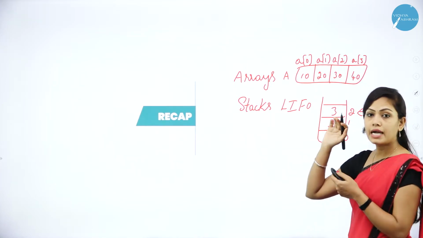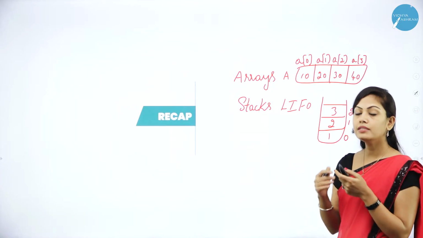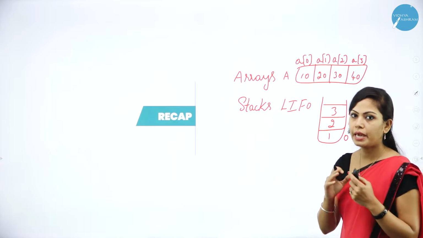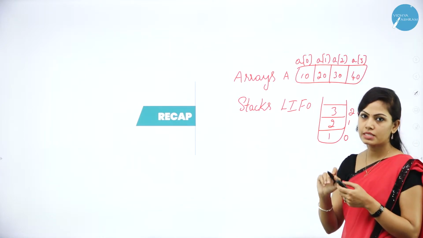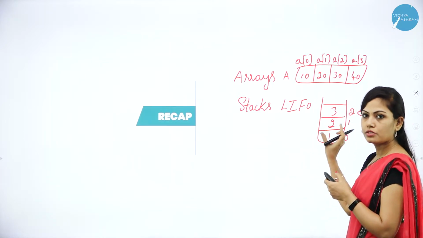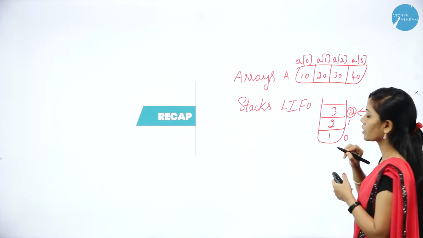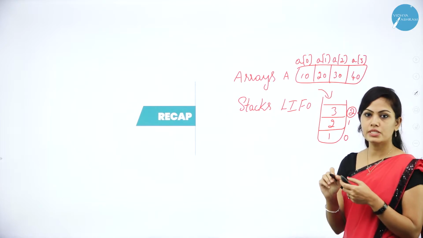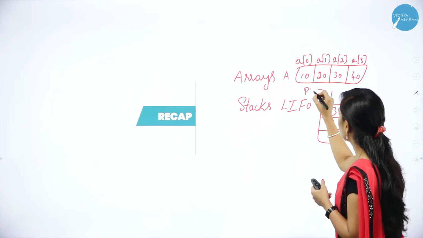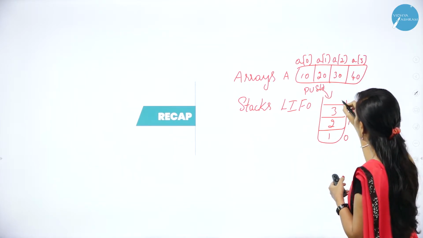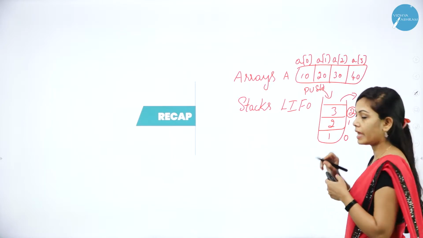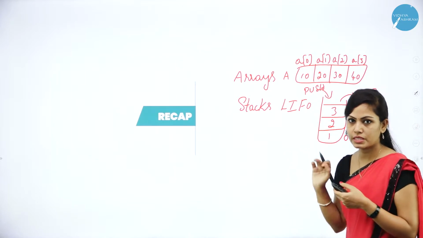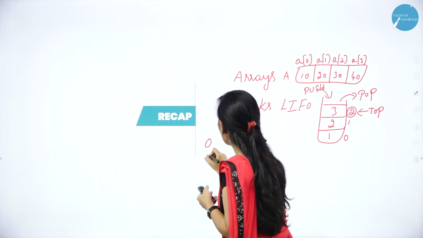In stack, the addition of new elements and the deletion of an existing element always takes place at the same end, that is top of the stack. In this example, top is 2. Addition means pushing an element into the stack, that is called as push operation, and removal of an element from the stack is called as pop operation. So this is the representation of stack.